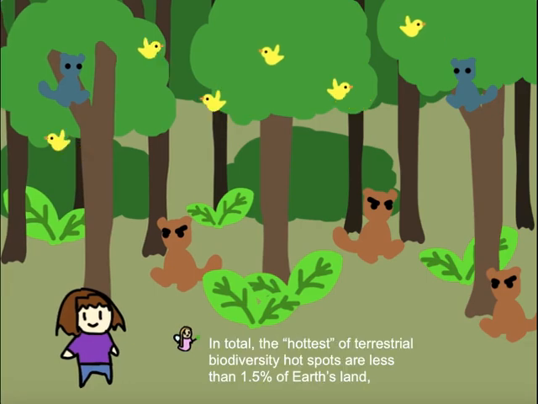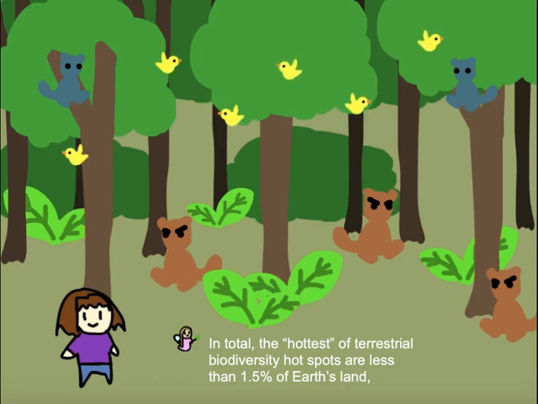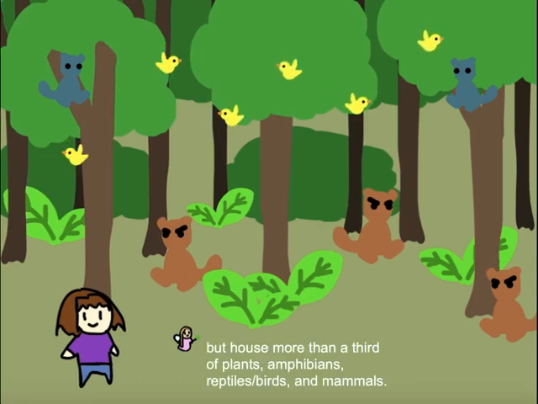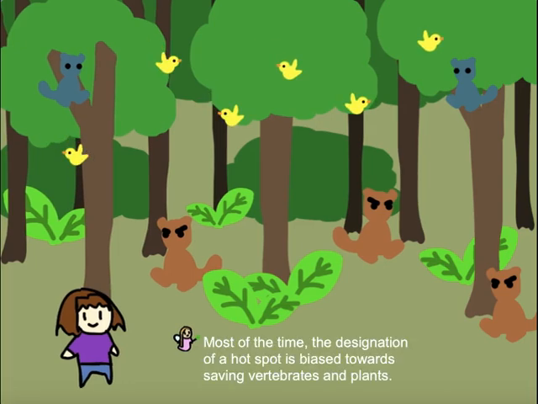In total, the hottest of terrestrial biodiversity hotspots are less than 1.5% of Earth's land, but house more than a third of plants, amphibians, reptiles, birds, and mammals. Most of the time, the designation of a hotspot is biased towards saving vertebrates and plants.